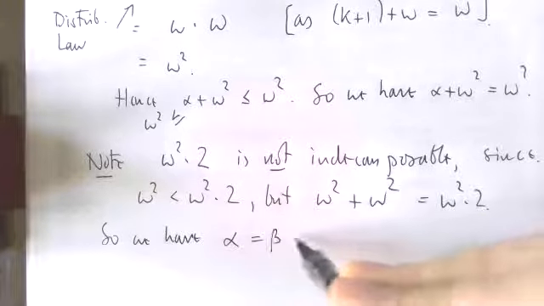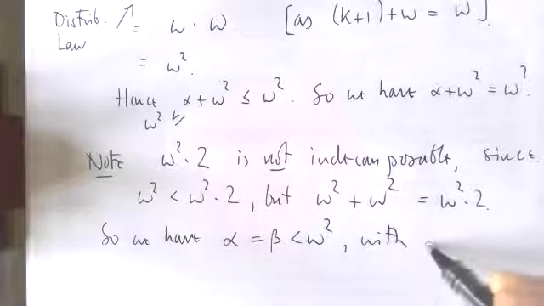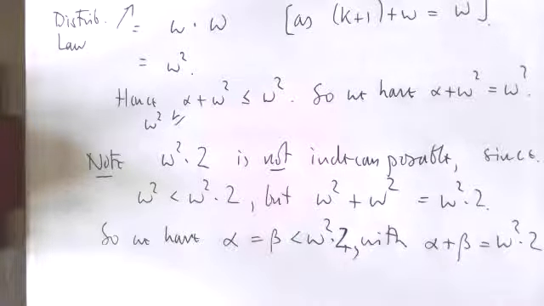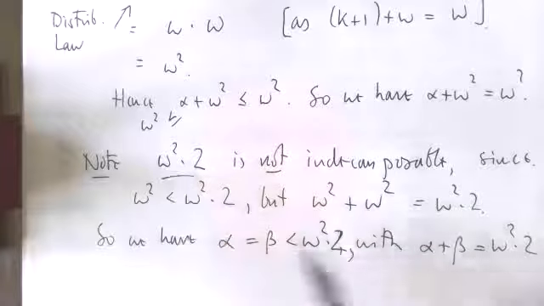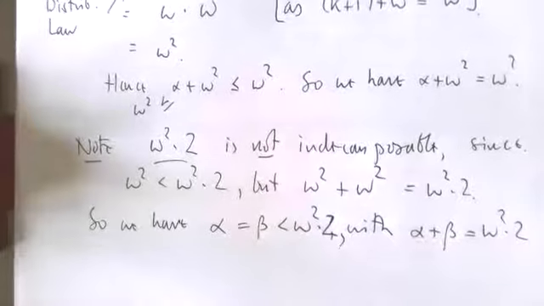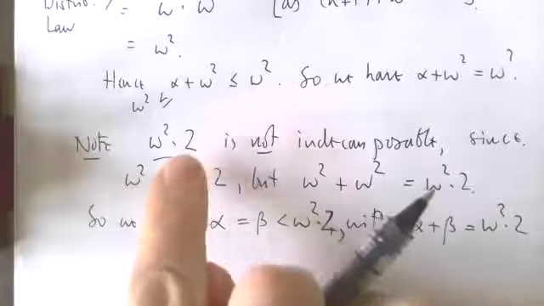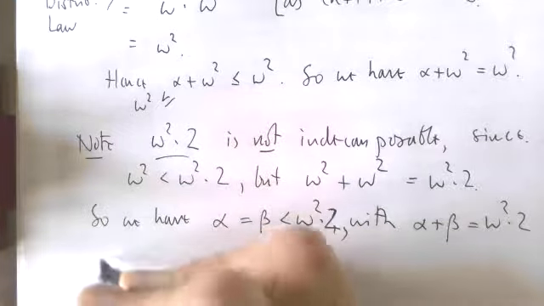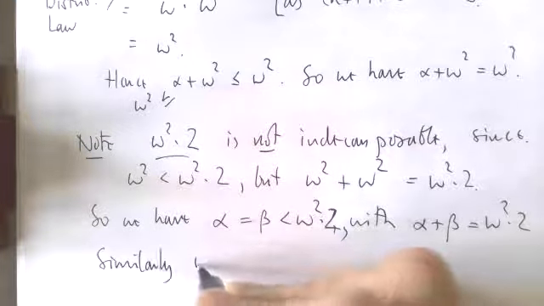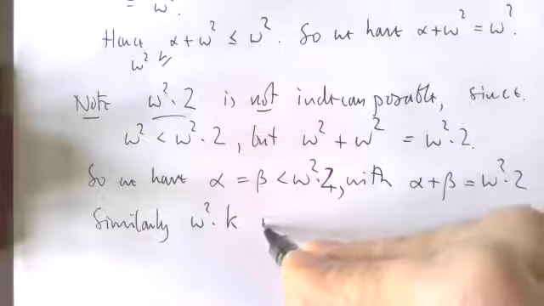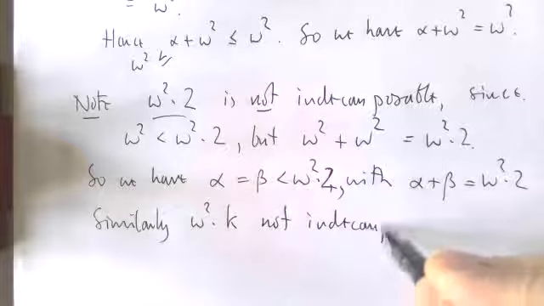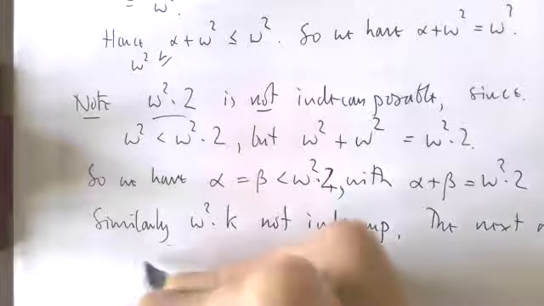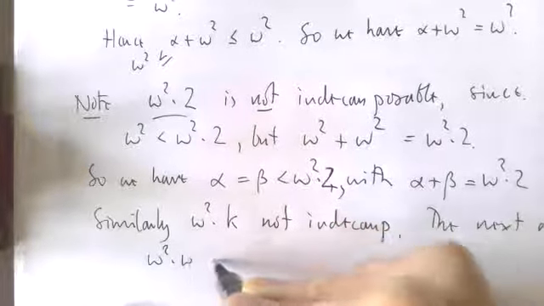We have alpha, and in this case equals beta, less than omega squared times 2, with alpha plus beta equals omega squared times 2. So if you're asked to show that this is not indecomposable, you'd say something like this. And the same thing for omega squared times 3, times 4, times 5, a similar argument. So the next indecomposable after this is not indecomposable. So the next one is omega squared times omega, which is omega cubed.